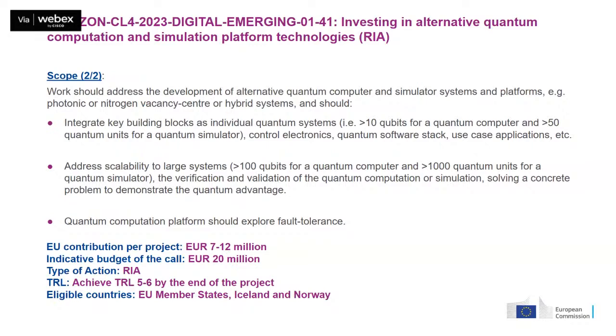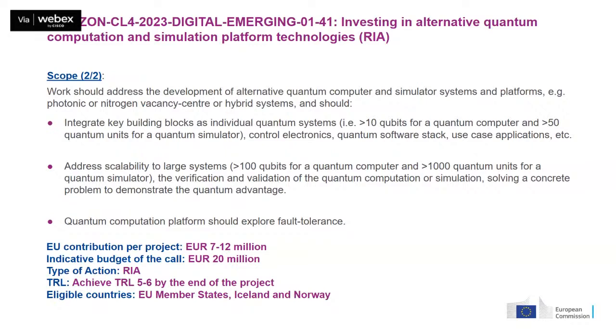And the proposal should address several technical aspects. Here I mentioned three. The first one is the integration of key building blocks, such as, for example, individual quantum system, control electronics, quantum software stack, and use case applications. We also give specific targets. For example, in the individual quantum system, we would like the proposal to reach at least 10 qubits for quantum computers and at least 50 individual quantum units for quantum simulators.